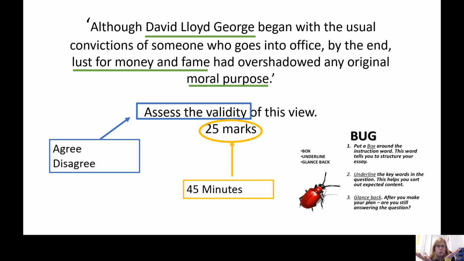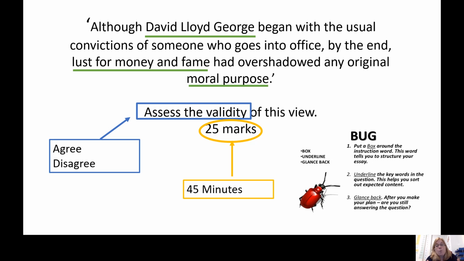Basically, do you agree or not? How valuable is this view? All of your essays with British history will be a statement like this. This is someone's judgment, and you need to explain what you agree with and what you disagree with in this statement. So assess the validity. How valuable is it? How much do you agree with it?